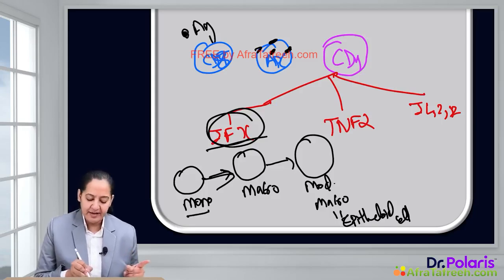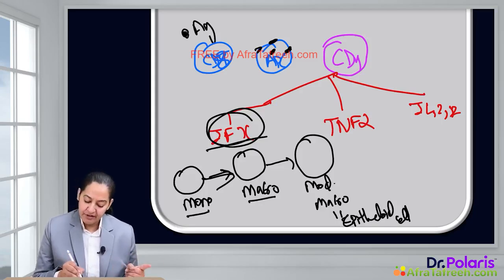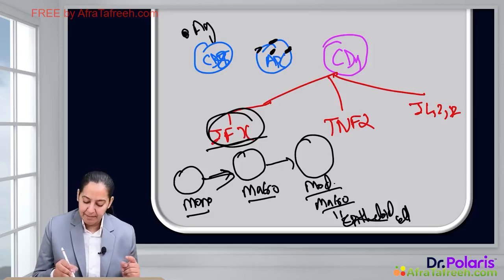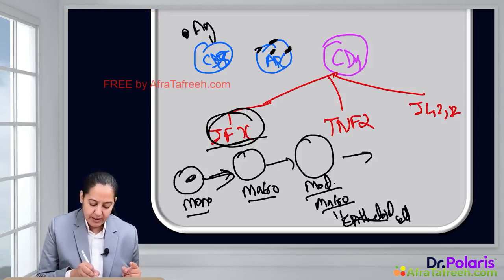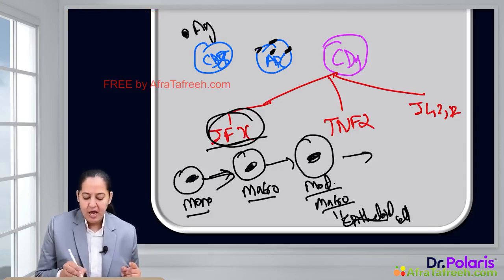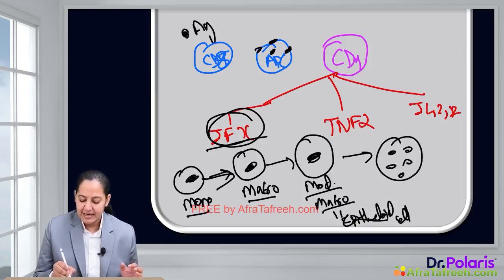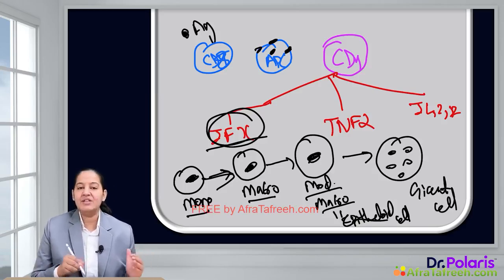So first monocytes get converted to macrophages, and then macrophages become modified, and they are known as epithelioid cells, which are the main cells in granuloma. Now multiple epithelioid cells join together. So here is one nucleus, one nucleus, one nucleus. When multiple epithelioid cells join together, they form giant cells. So giant cells are formed by the fusion of epithelioid cells. So you can see the complete sequence.